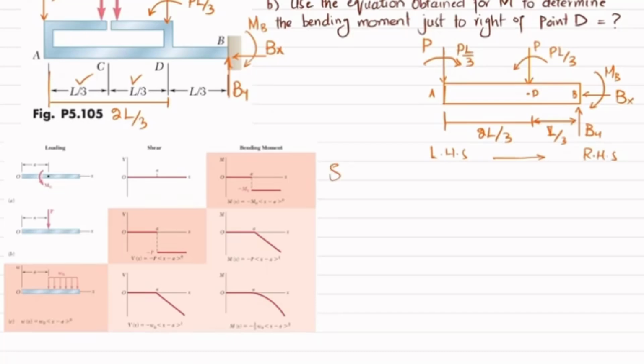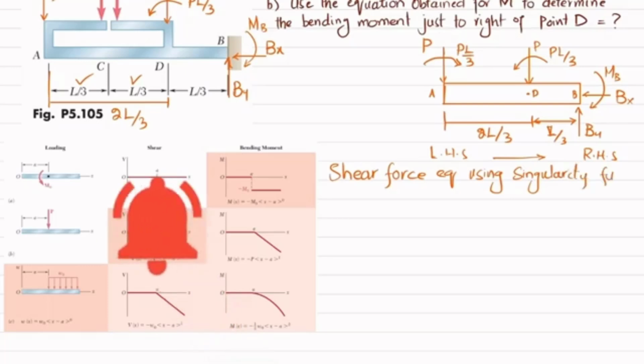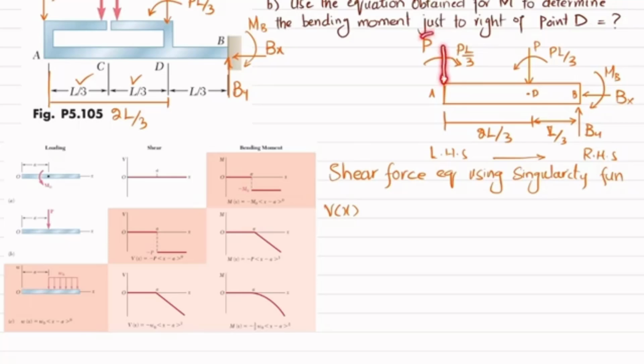So starting with the shear force equation using singularity function. We know that the singularity function is Vx. At point A, we have a load P. Due to this load, P is acting downward. So this is the figure which is used for the point load, since it is acting at point A. So the shear force equation is this one. But in this condition, a is equal to 0. So I will write Vx is equal to minus P into x minus 0 power 0. This is the shear force equation.